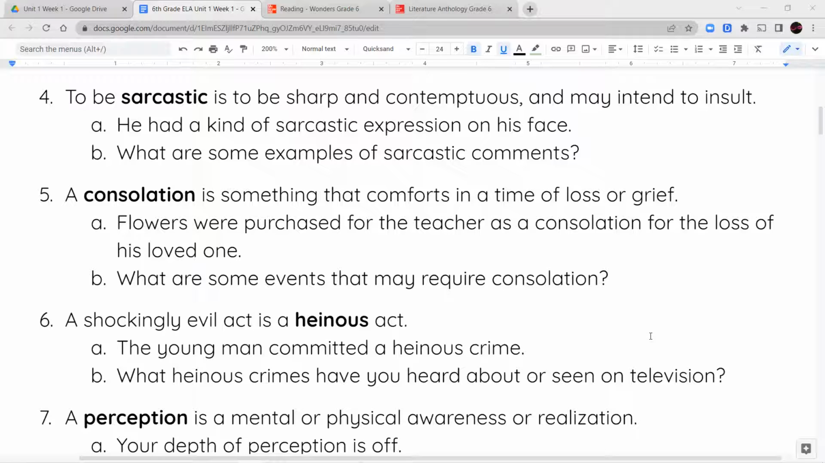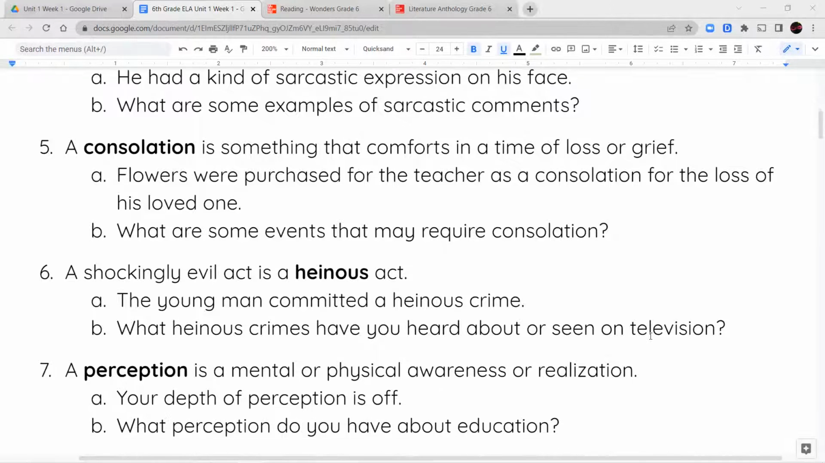And in question format, we can say, what are some events that may require consolation? So what are some things that may happen where you would want to comfort the person in front of you?